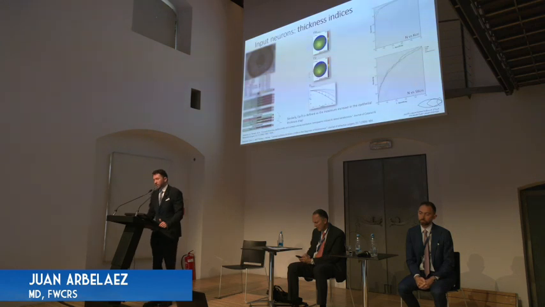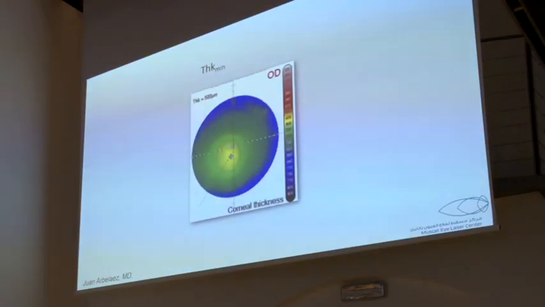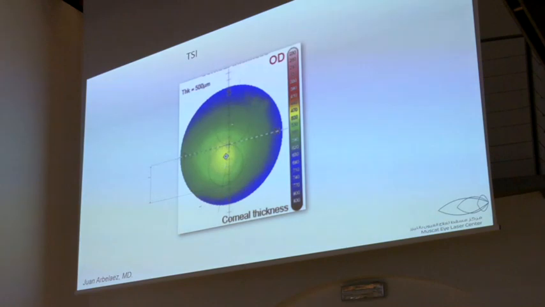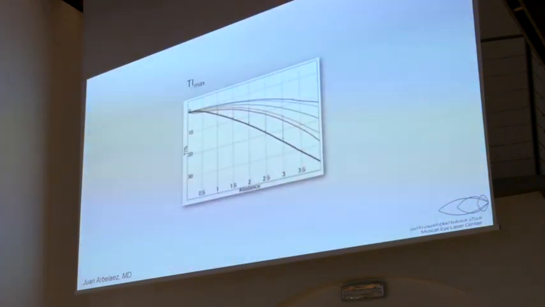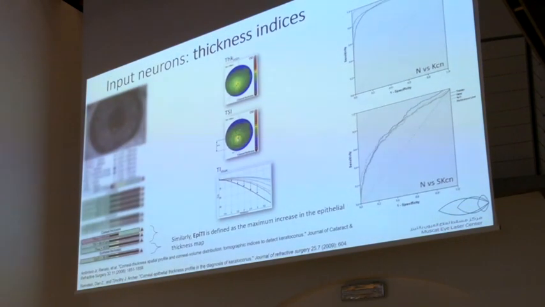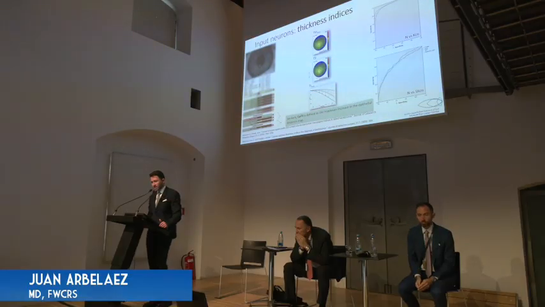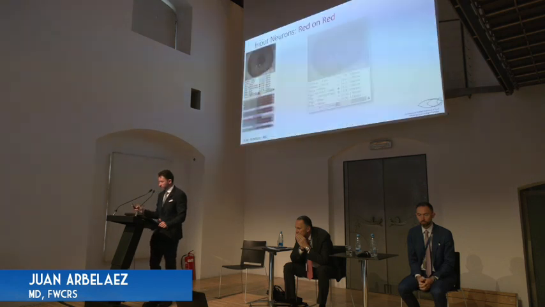Also in thickness, we use the minimum thickness that is already well known. We use the symmetry index similar to the curvature with these 2 rings of 3 millimeters. And we use the thickness increase maximum not only for the total corneal thickness, but also for the epithelium. Similarly, the epithelial thickness increase is defined as the maximum increase in the epithelial thickness map.